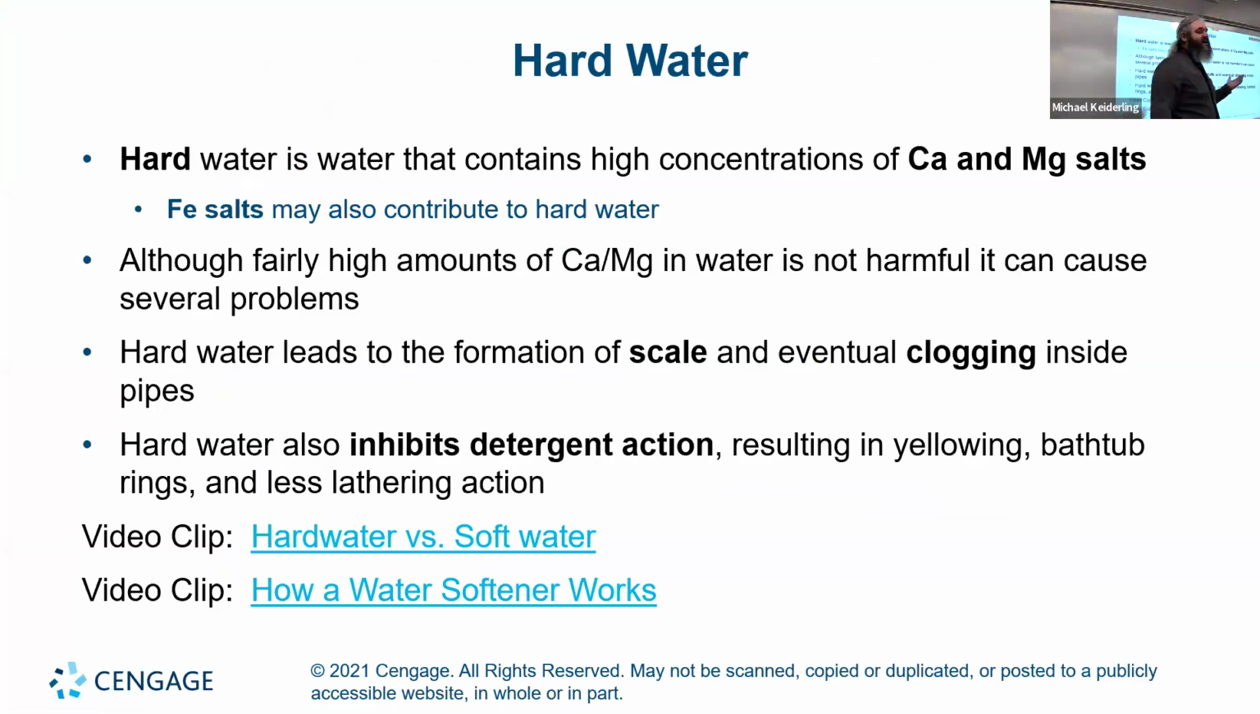So, hard water is water that contains a high concentration of calcium and magnesium salts. You can also have iron salts. The fairly high amounts of calcium and magnesium in water is not harmful. It can cause several problems. It leads to the formation of scale and eventual clogging inside of pipes. It also inhibits detergent action. So it makes soaps not lather as much, and you get yellowing bathtub rings and less lathering action.